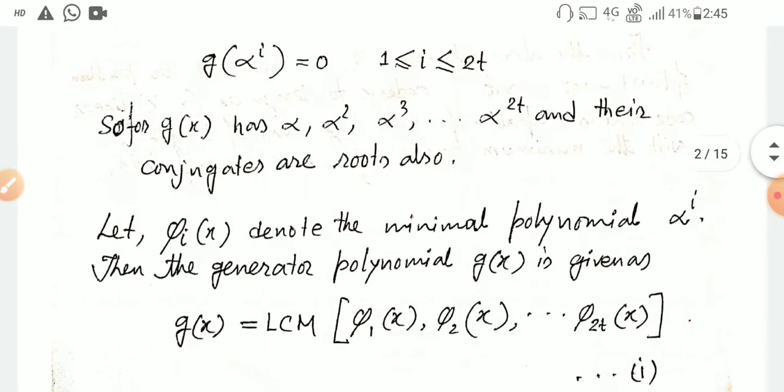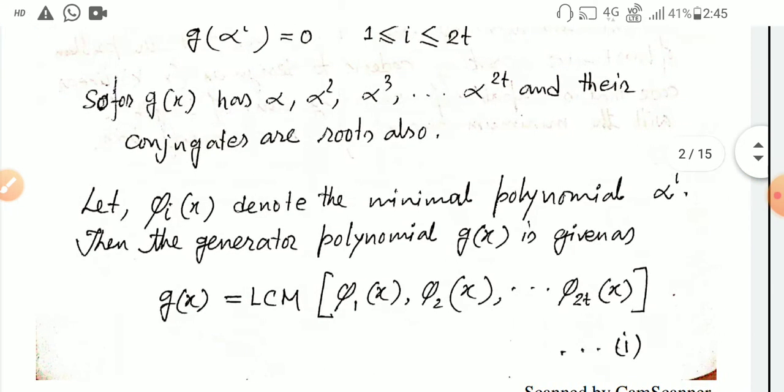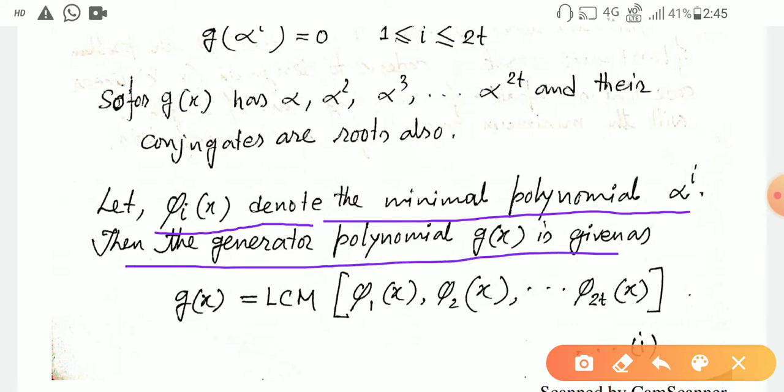So for a Galois field, alpha, alpha square, alpha cube, up to alpha to the power of 2t, and their conjugates are roots also. Let phi i of x denote the minimal polynomial of alpha to the power of i. Then the generator polynomial can be produced by the LCM of phi 1 of x, phi 2 of x, up to phi 2t of x.